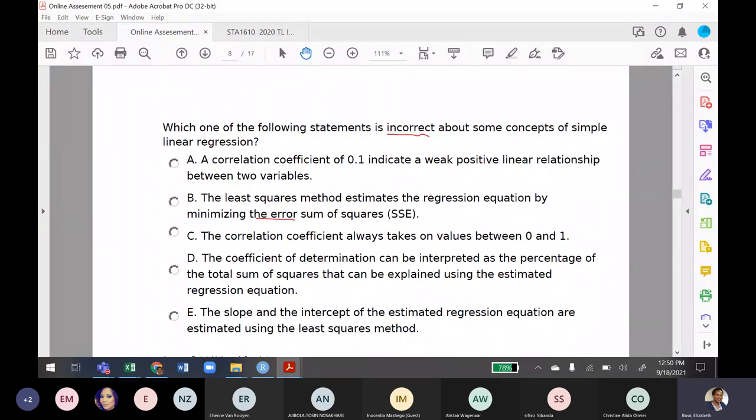C: the correlation coefficient always takes on values between 0 and 1. D: the coefficient of determination can be interpreted as the percentage of the total sum squares that can be explained using the estimated regression equation. Number E: the slope and the intercept of the estimated regression equation are estimated using the least square method. Which one of these statements is incorrect? A, B, C, D, or E?